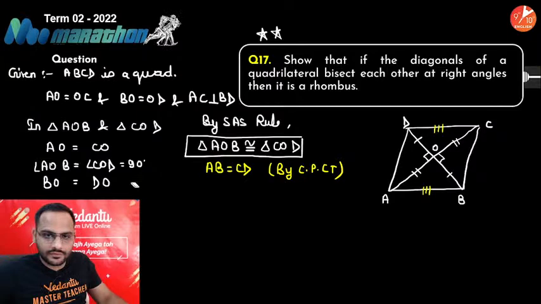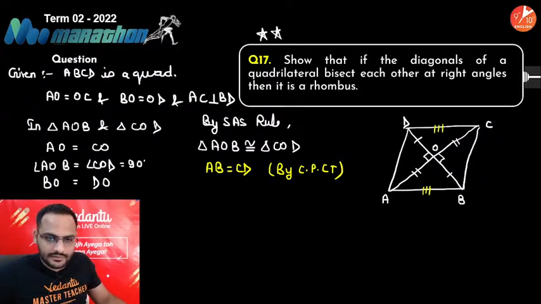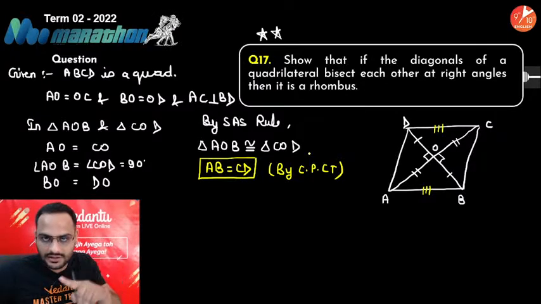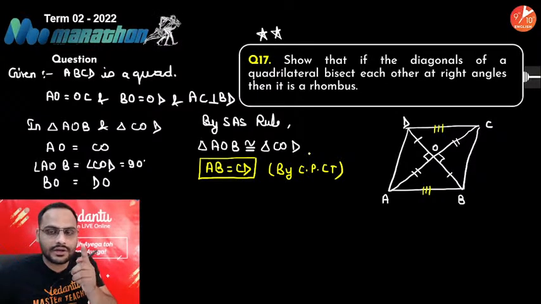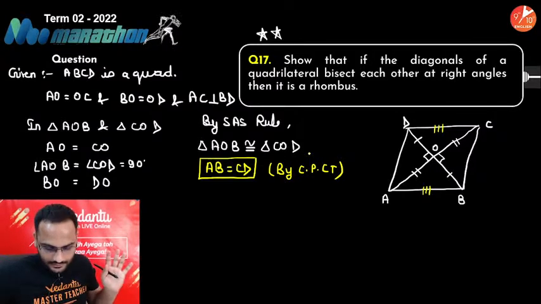First देखना बेटा, ध्यान से सुनना. First thing by CPCT we have got AB and CD is equal. Opposite sides are equal. And now if I prove opposite sides are also parallel, I will say at least ABCD is a parallelogram. ठीक है?